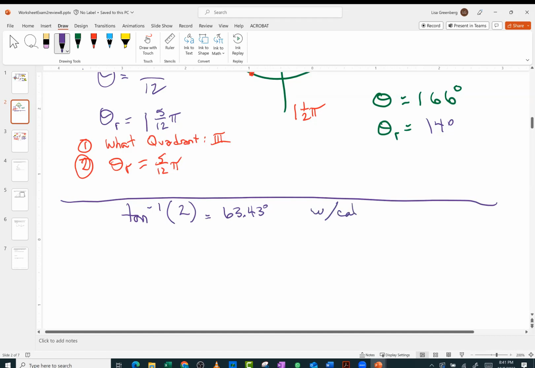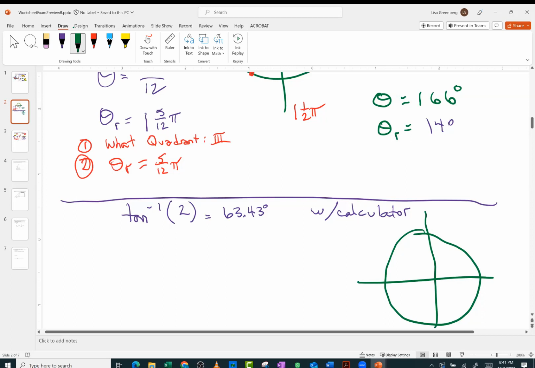Wait, I'm going to show you what to do. You asked a question, and I can answer it. This is with a calculator. Without a calculator, actually, neither one of these is going to be correct. With a calculator, because it's positive, I'm finding an answer in quadrant 1. This answer is 63.43. Does that make sense?